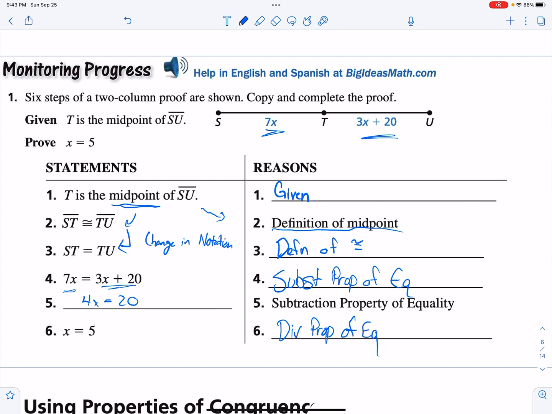So again, kind of a good segue because they use some key terms from geometry. They use some key stuff that we're going to see all the time. And then we worked our way back into doing one where we use some algebra properties of equality.